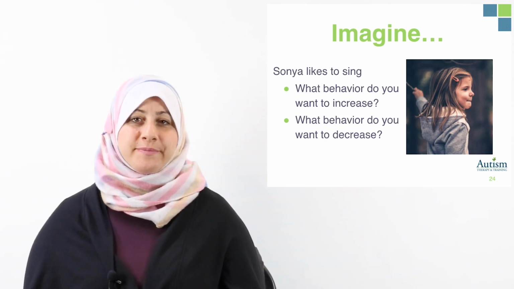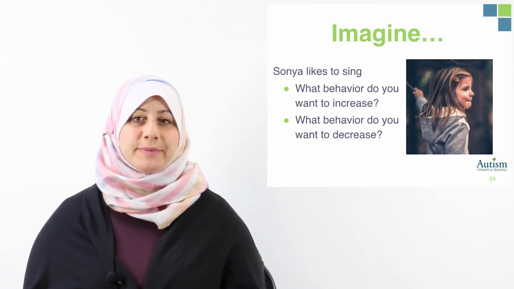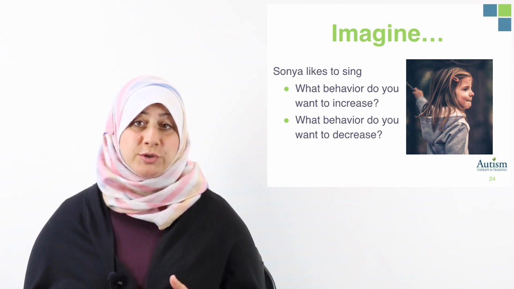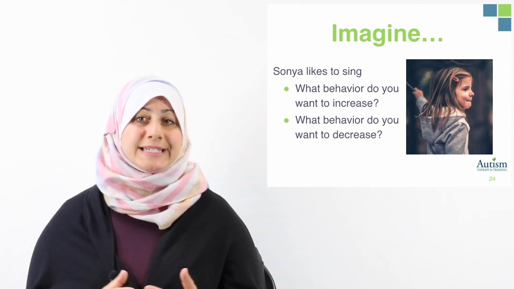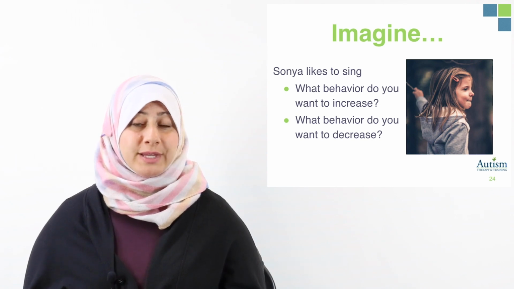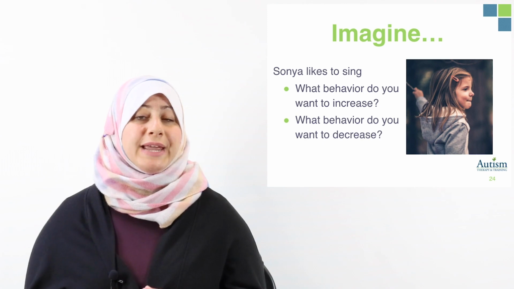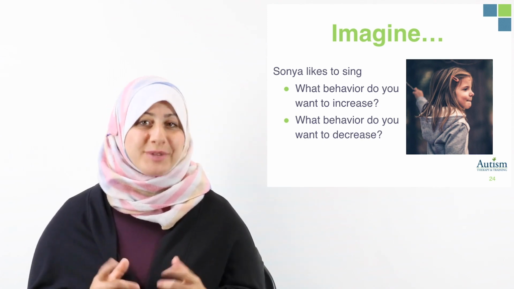Here is Sonia. She's 5 years old and she loves to sing and do her work. The singing is loud and it disrupts her peers. If you tell Sonia to be quiet, she'll stop singing for about 5 seconds, then start singing again. So what behavior are you trying to increase? If you said the quiet behavior, you're absolutely right. What behavior are you trying to decrease? If you said singing, you're right.